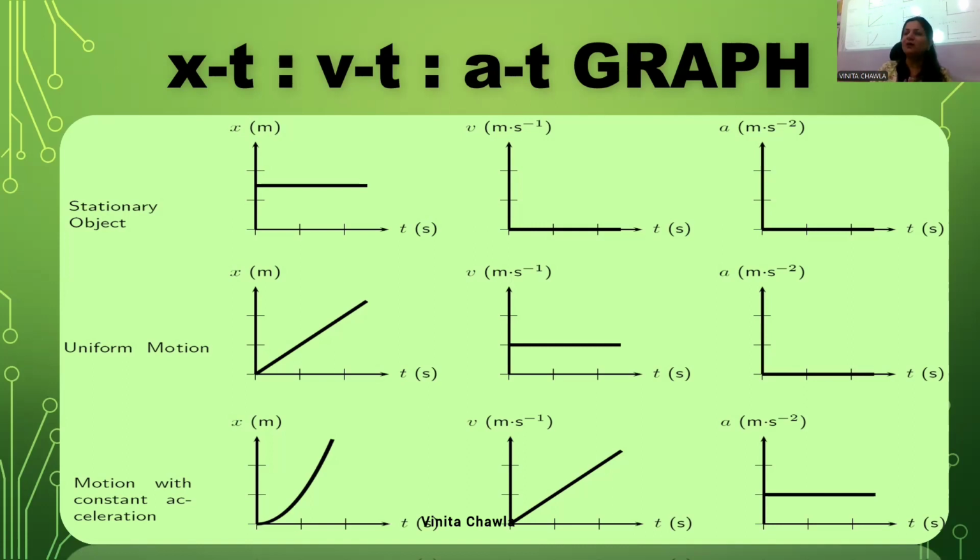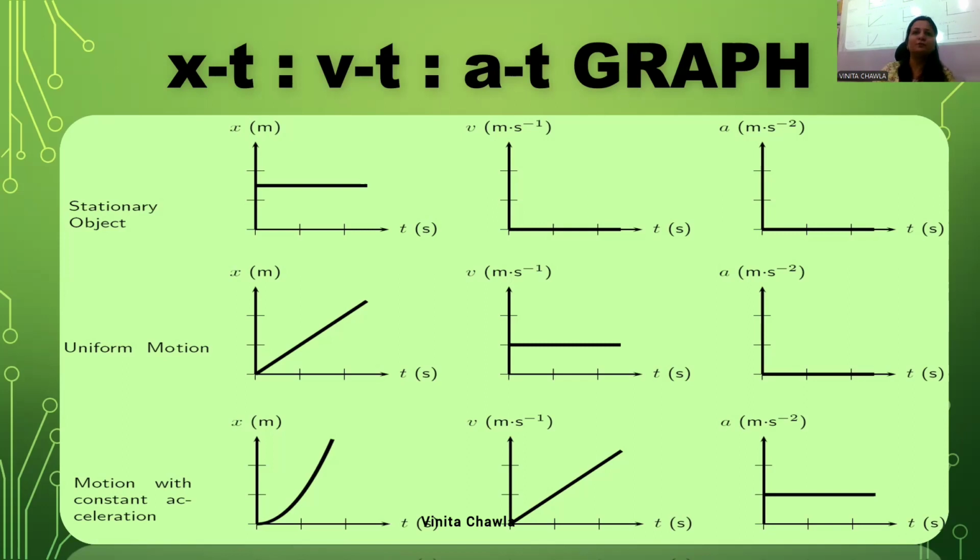Any doubt? Do you know which graph I have reached? Graph number 5. And for uniform motion, can we draw an acceleration time graph? No, we cannot draw it, because the object is not accelerating. It is moving with constant velocity. So its acceleration is not there, it is 0. We won't draw.